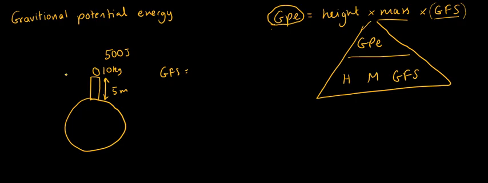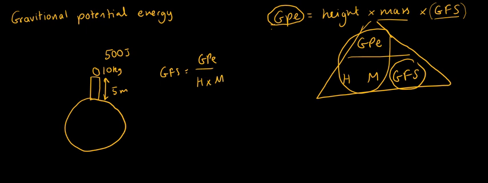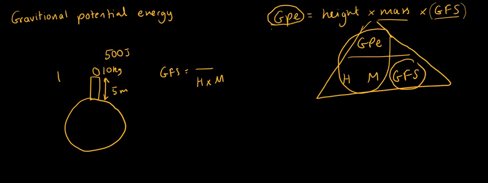So hopefully you've done that. I cover up gravitational field strength, and I'm left with gravitational potential energy divided by height times mass. Gravitational potential energy in joules is 500. Height in meters is 5, and mass is 10. So 10 times 5 gives me 50. 500 divided by 50 is going to give me 10. So I'm going to have 10 newtons per kilogram as my gravitational field strength.